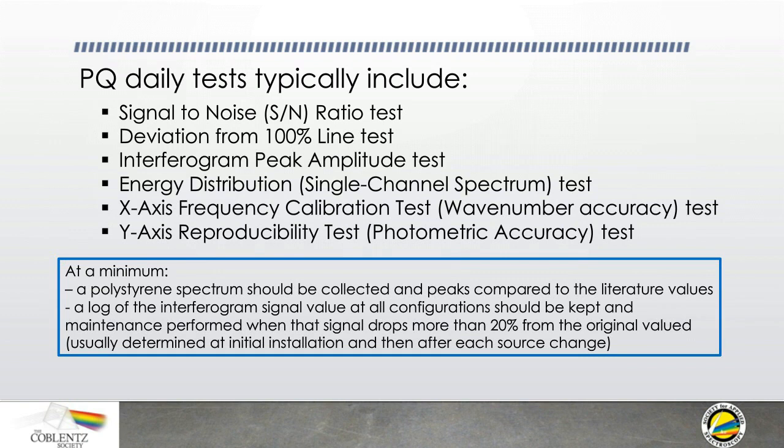So what does this test usually do? Well, the first thing it does is it looks at what's called a signal-to-noise ratio. And that's the amplitude of the signal versus the noise on the 100% line. I showed you a bunch of 100% lines. It also looks for the deviation from 100%. It looks at the interferogram. Unfortunately, I haven't shown you any interferograms, but the amplitude of the center burst can tell you a lot about the instrument's alignment. You'll look at the single beam, that's the single channel spectrum, the energy distribution. It will look at an X-axis calibration, and it will look at a Y-axis calibration. And typically that's done with polystyrene.